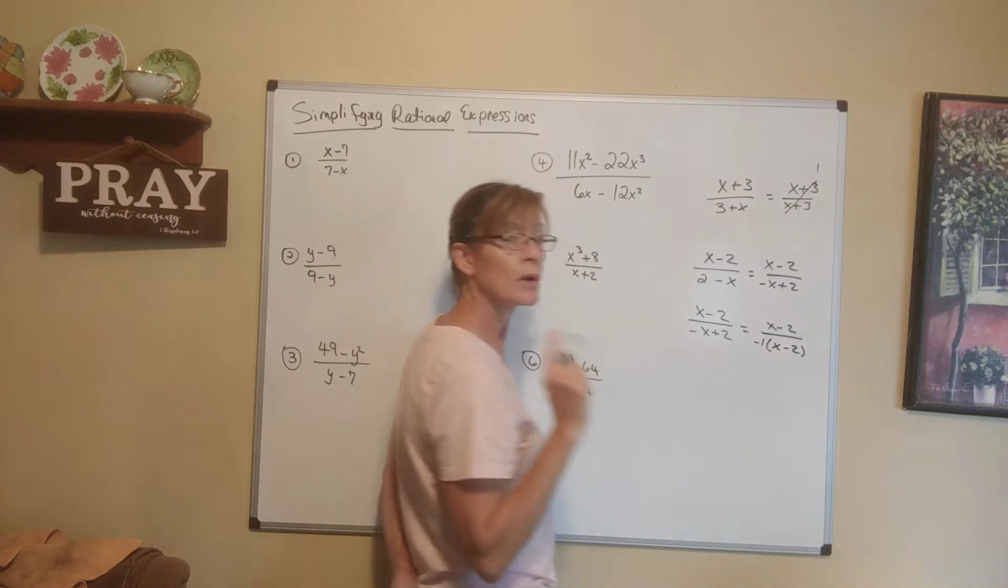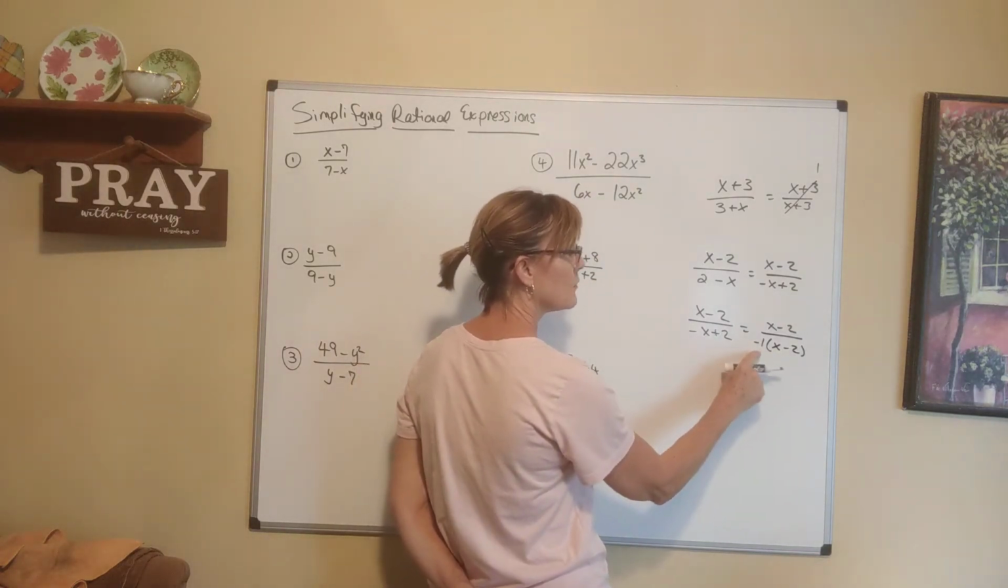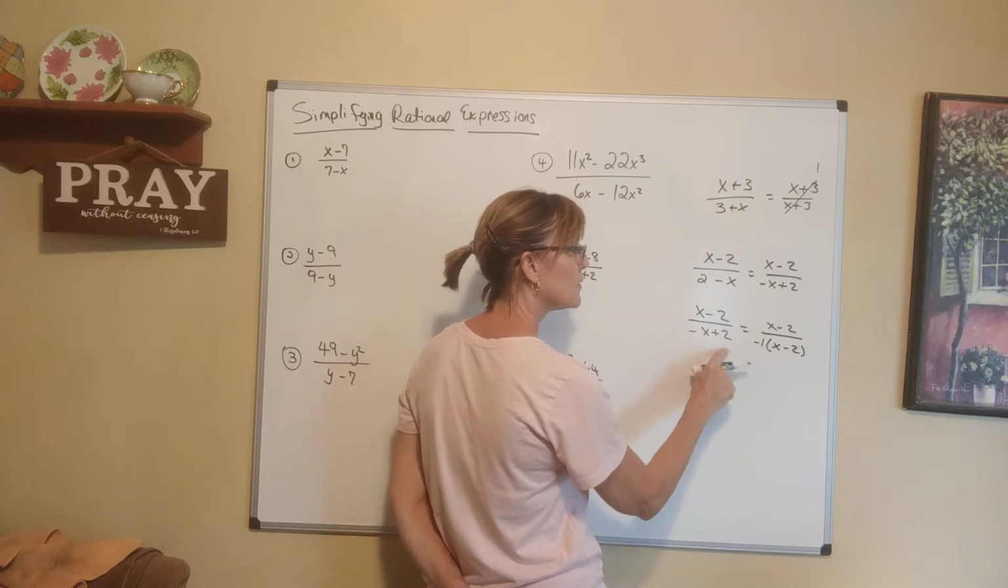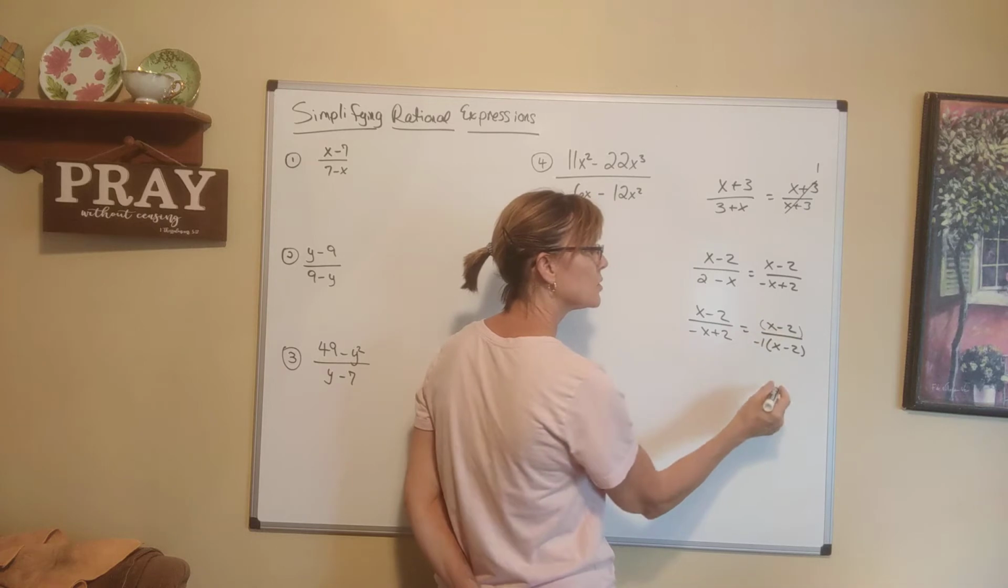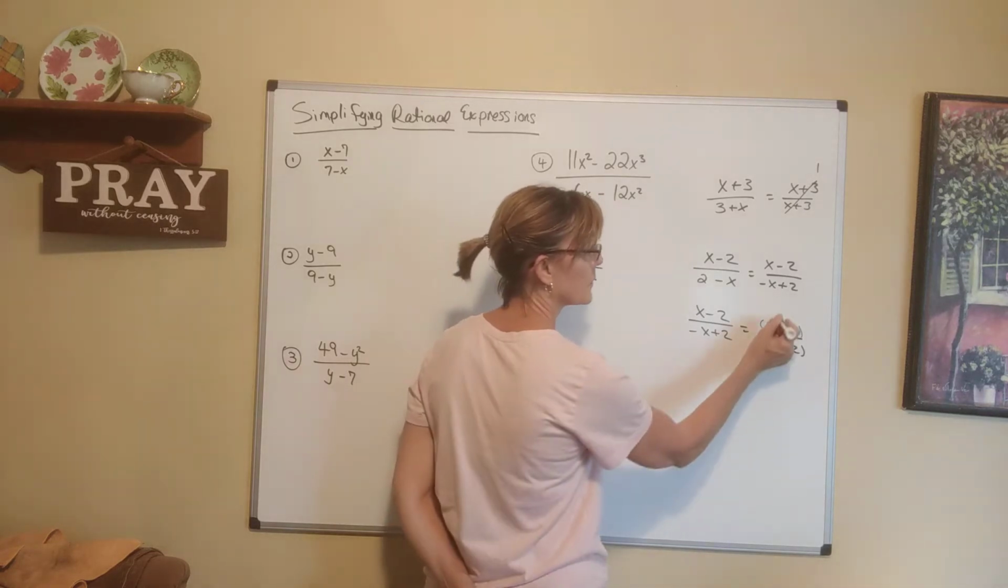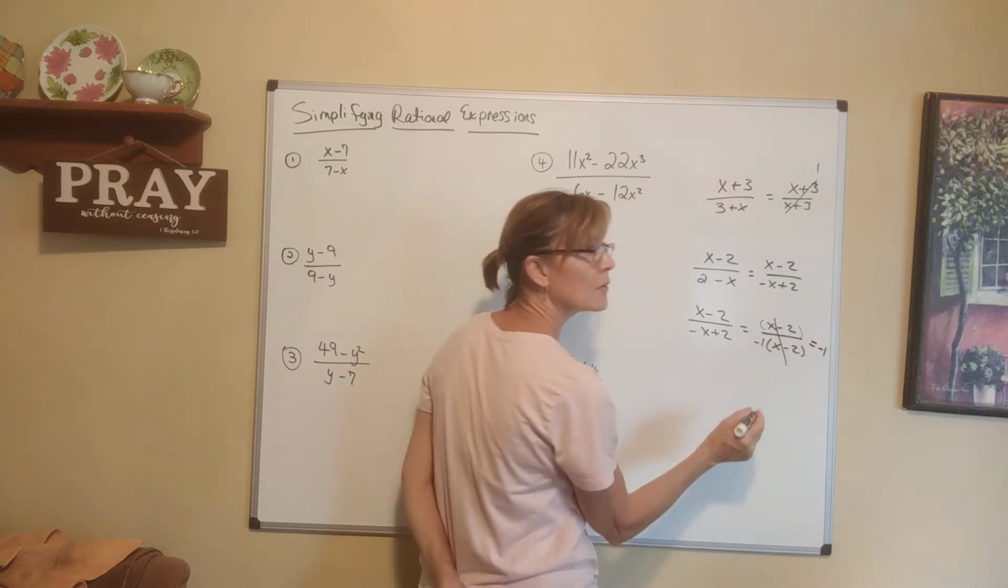So let's just make sure we agree with that. Negative 1 times x is negative x. Negative 1 times negative 2 is positive 2. So this is equal. And now we see that we have an x minus 2 over an x minus 2. We have a 1 over a negative 1. So what comes out is a negative 1.